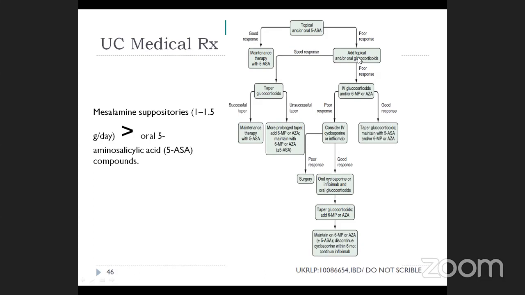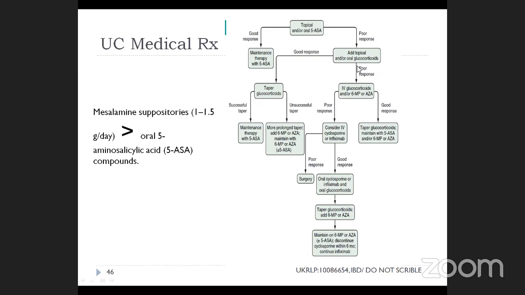When there is a poor response, add some dose of glucocorticoids or oral steroids. If there's a good response, taper the steroids and keep the patient on maintenance therapy with 5-aminosalicylic acid or sulfasalazine. And if the patient is unsuccessful after tapering, when the symptoms come back, when the treatment is unsuccessful with the steroids and the 5-ASA, go for purine analogs like 6-mercaptopurine or azathioprine, and then maintain the patient with 6-mercaptopurine or azathioprine.